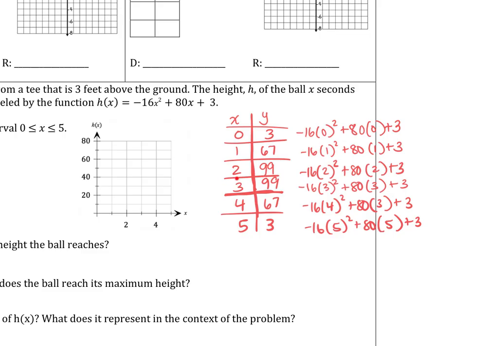We don't necessarily see the vertex in this graph or in the table, but we know that the vertex has to be somewhere right in here because we were going up and then all of a sudden we go back down, because we were hitting that ball off the tee or whatever it was.